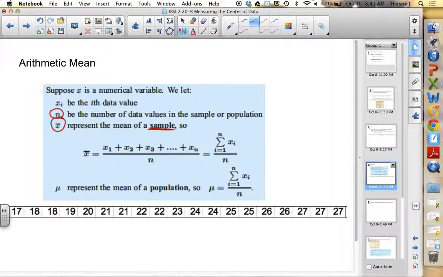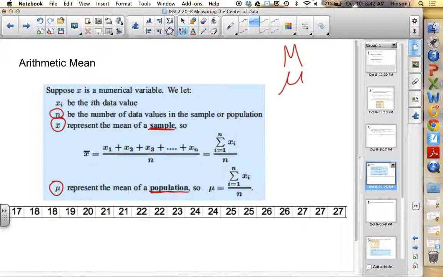If you're looking at the entire population, you're going to use this symbol, which is the Greek letter mu. Looks like that. It's a lowercase mu in case you've seen the capital one. Capital one looks like a capital M. But it's a lowercase mu used for mean of a population.